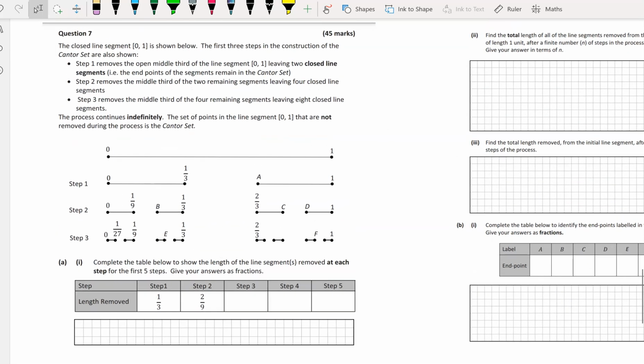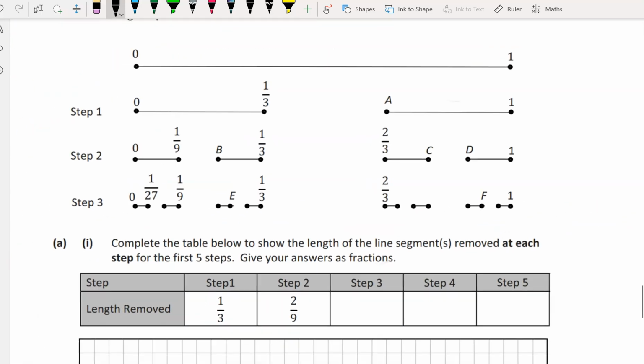Okay, the introduction to this question is kind of more complicated than the question itself. So the closed line segment is shown below. The first 3 steps of the construction of the Cantor set are shown. Step 1 removes the middle third of this line segment between 0 and 1, leaving 2 closed line segments. Step 2 removes the middle third from the remaining segments. Step 3 removes the middle third of the 4 remaining segments, and so on and so on. It goes on forever and ever.